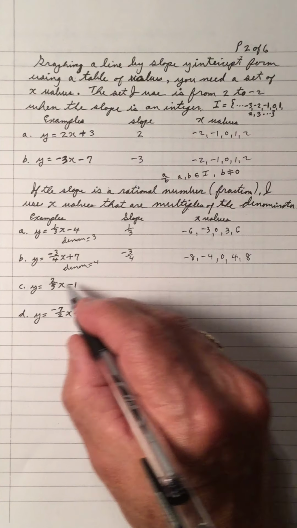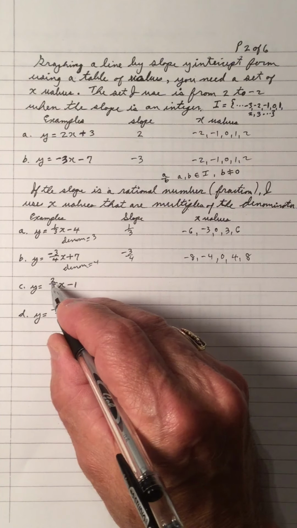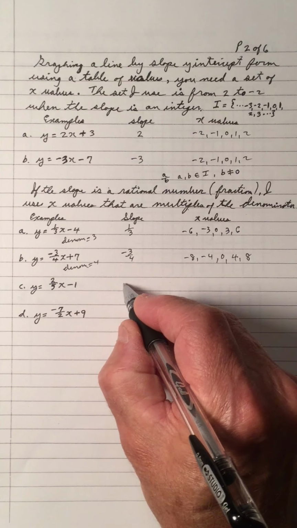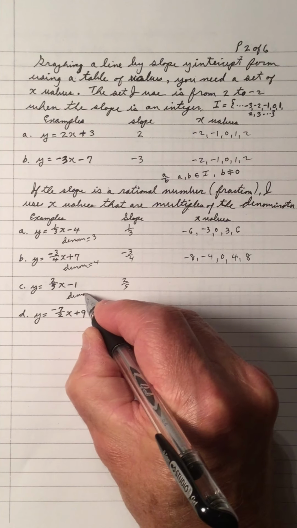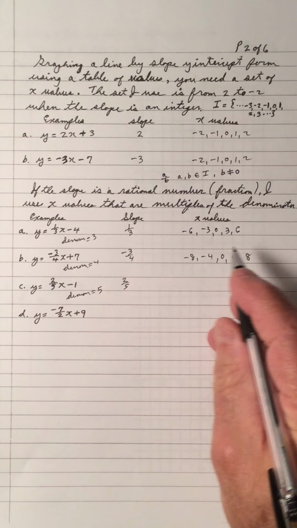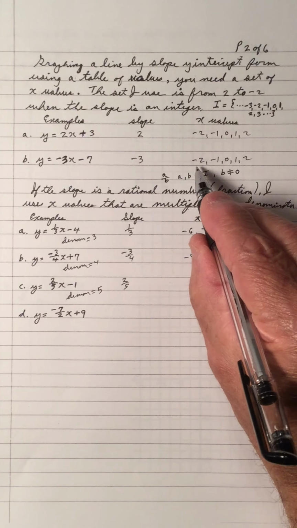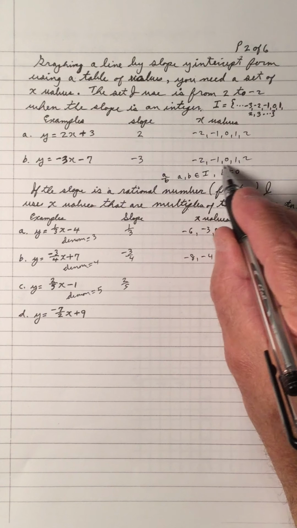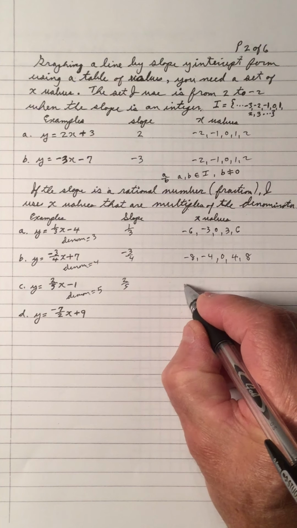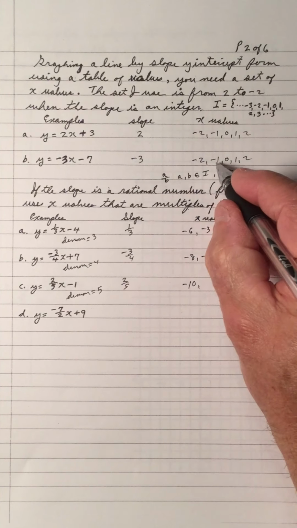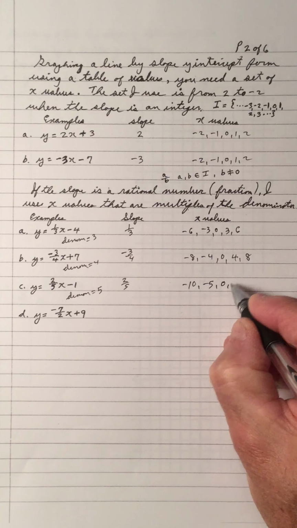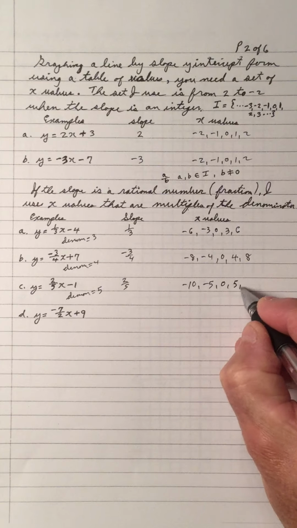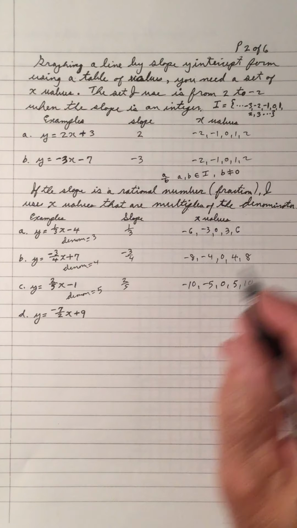C, we have y equals mx plus b. The slope is 2/5. So the denominator of the fraction is 5. So I'm going to use multiples of 5. So all these numbers here are going to be multiplied by 5. So that's -10, -5, 0 times 5 is 0, 1 times 5 is 5, 2 times 5 is 10.